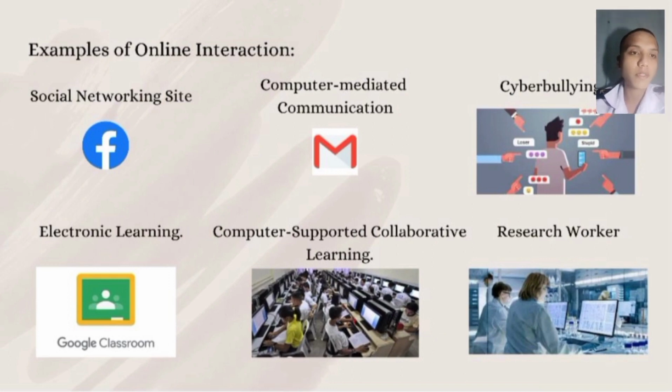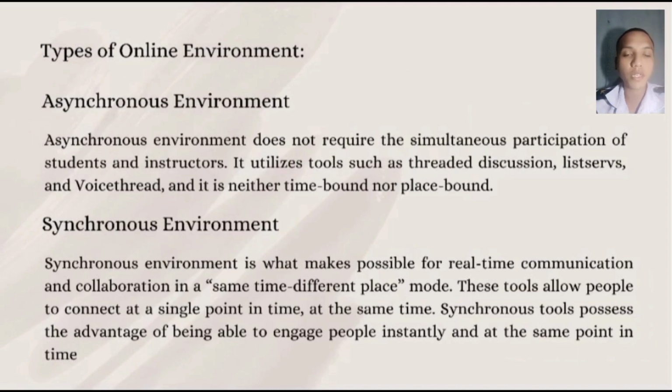So next, there are two types of online environment, which are the asynchronous environment and the synchronous environment. The first one is the asynchronous environment. The asynchronous environment does not require the simultaneous participation of students and instructors. It utilizes tools such as threaded discussion, listservs, and voicemail, and is neither time bound nor place bound. An example of that is the LMS in the UC campus, the UC e-learning sites. And okay, that's for the asynchronous.